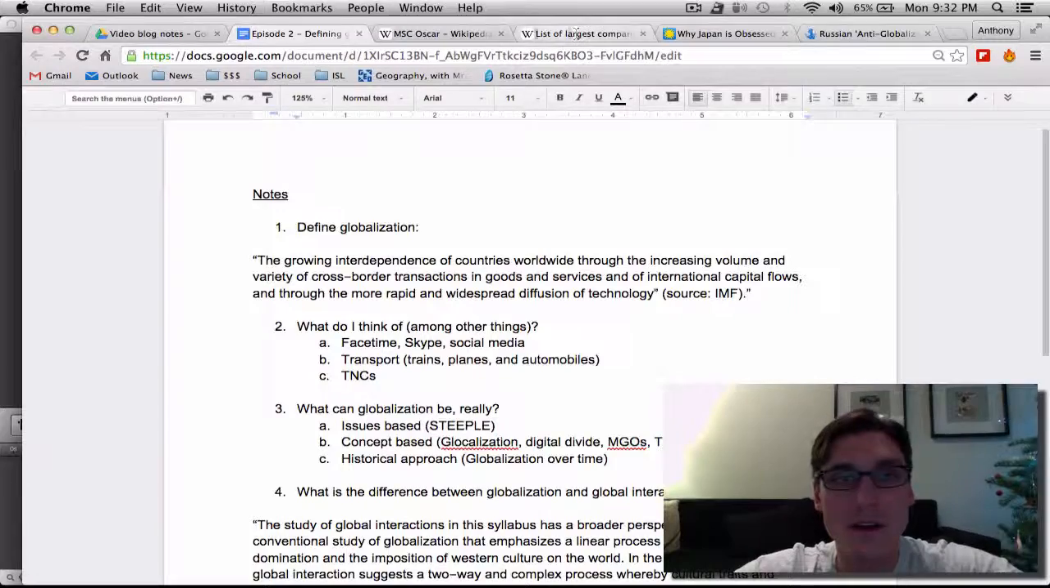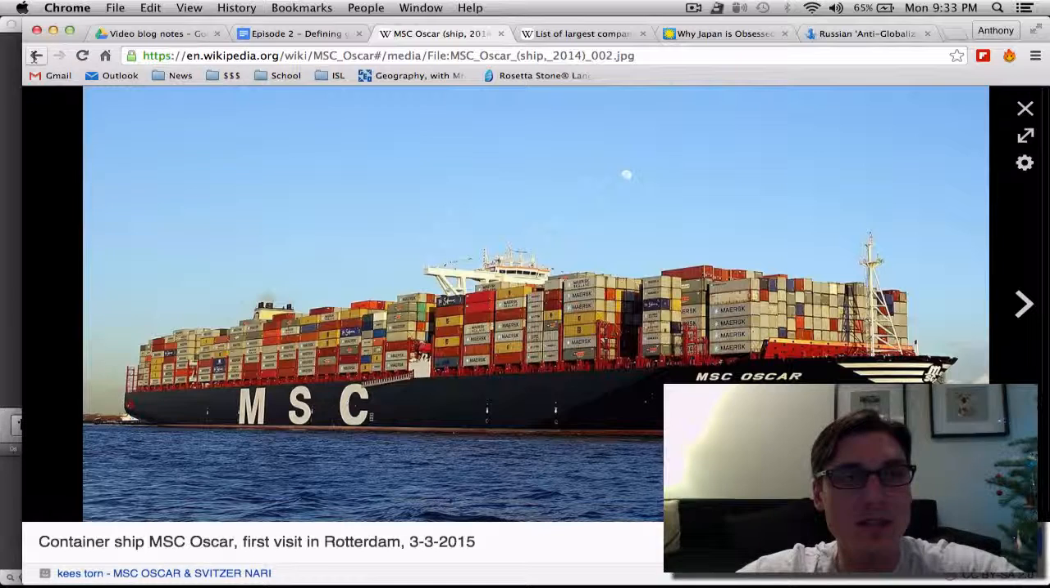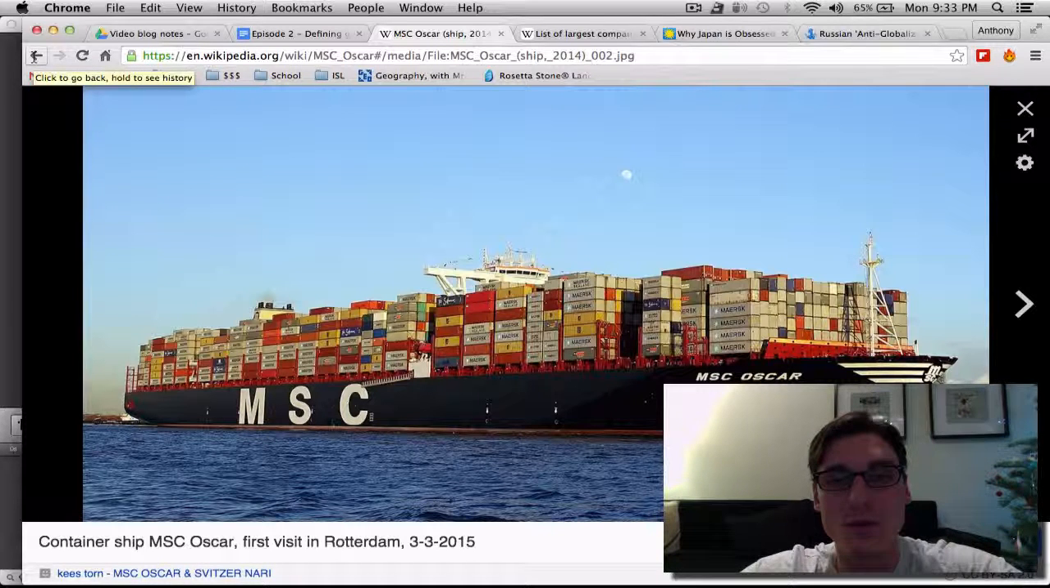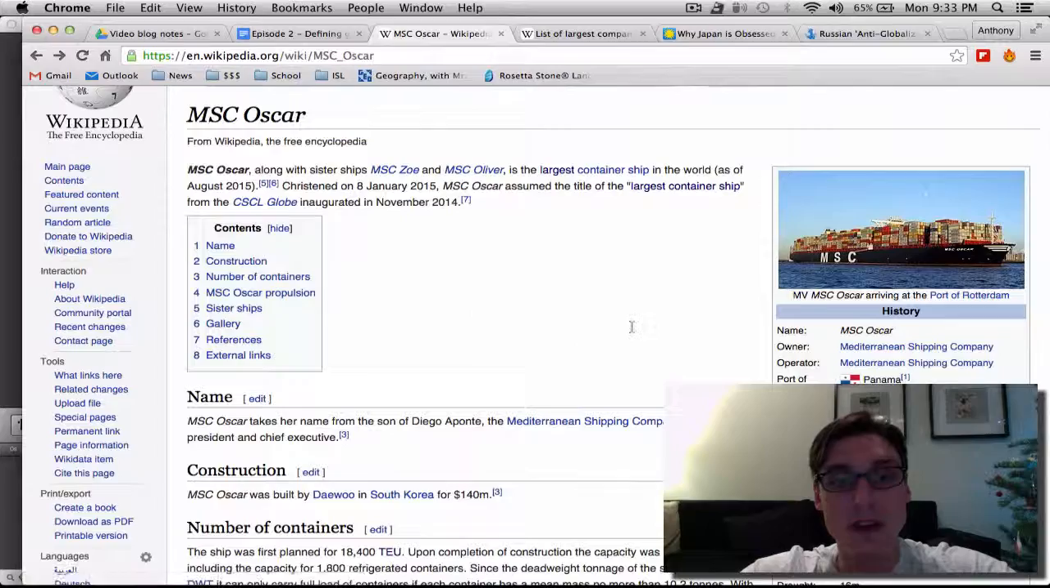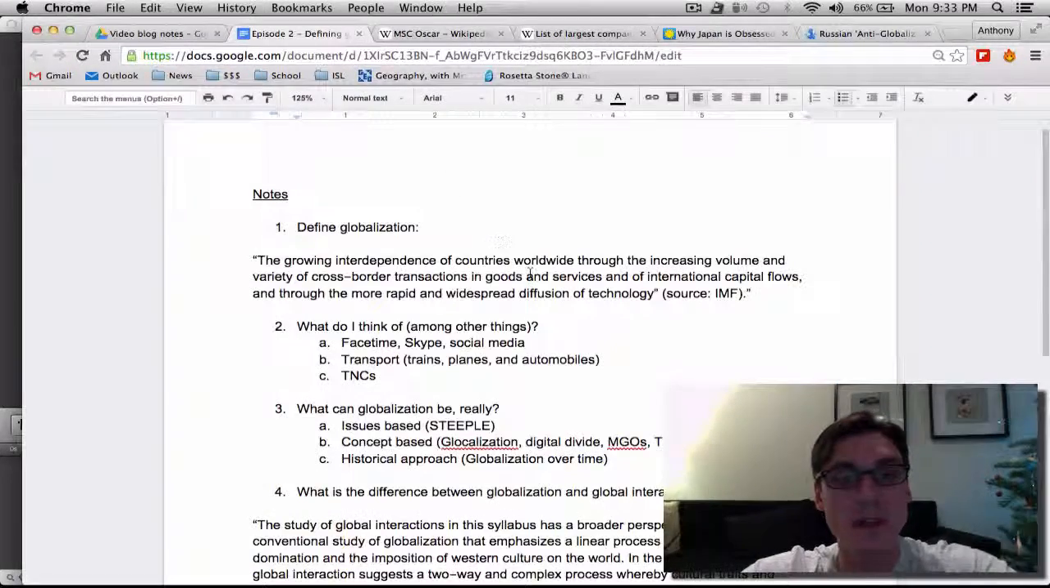I have here the world's largest container ship. This thing holds 20,000 containers as of August 2015. It's the world's largest. They're constantly breaking these records and making ships larger. In fact, the ships are getting so large now that they're having to restructure certain canals and certain ports to be able to fit these ships, because they're so massive. And so this is the MSC Oscar, one of the largest ships in the world. And I just think that transport and transportation is obviously a major aspect of globalization, so I go straight to that as well.